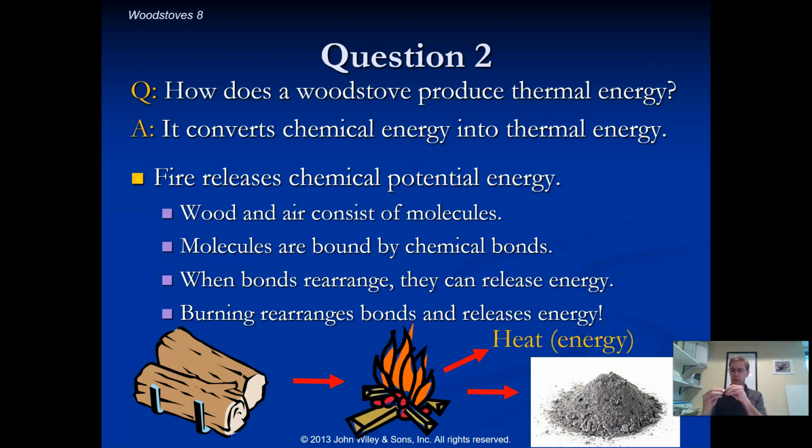I have some matches here. So if I strike this match, I'm going to add some energy to start the reaction happening. And so I use friction to add energy. And now I'm actually burning my little stick here. I'm destroying it, breaking its chemical bonds, allowing those to rearrange, and it's releasing thermal energy.